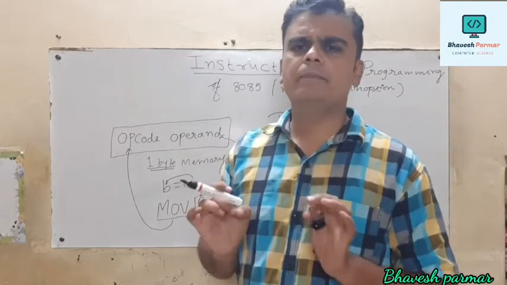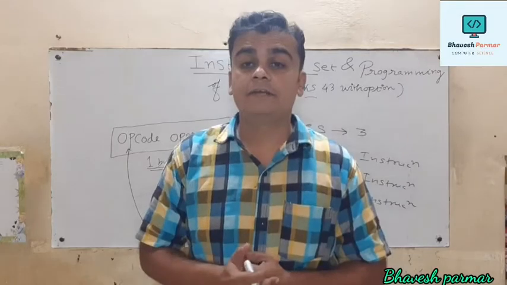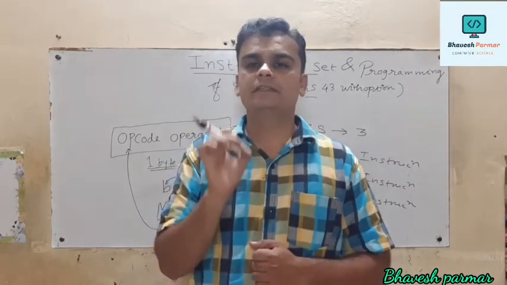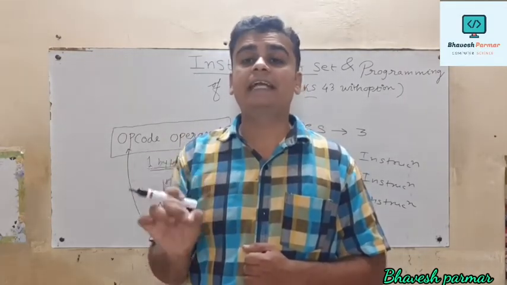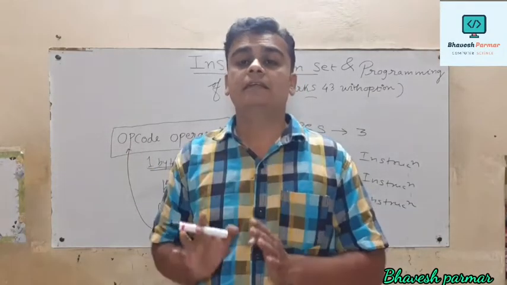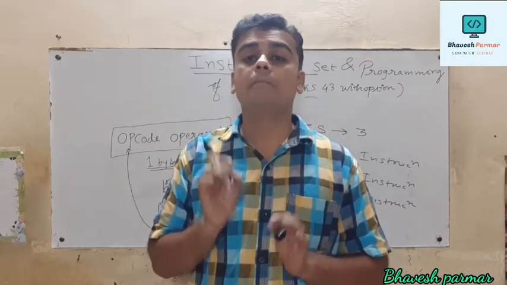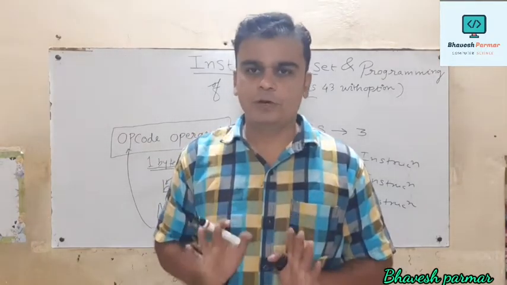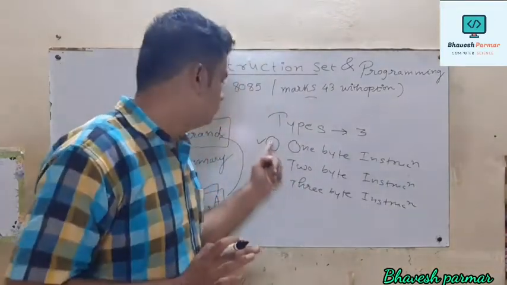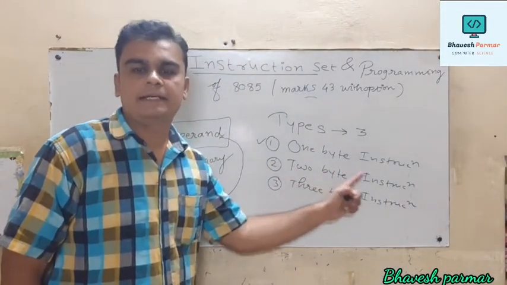How can we remember, in a short and simple method, how to identify a 1 byte instruction? Note that when an operation is carried out on any register, that particular instruction is called a 1 byte instruction. Got it? Now we move to the next type of instruction, called the 2 byte instruction.